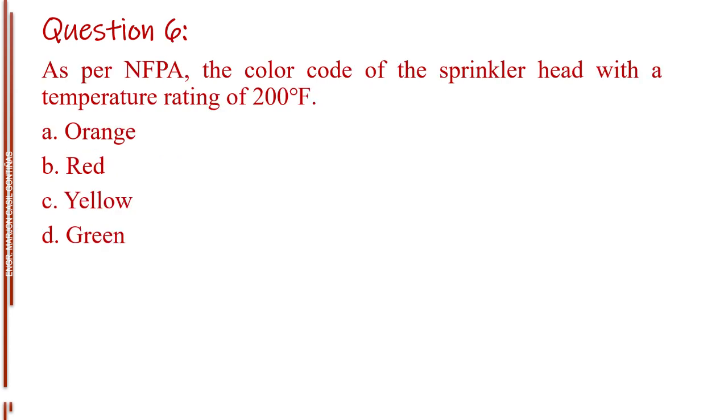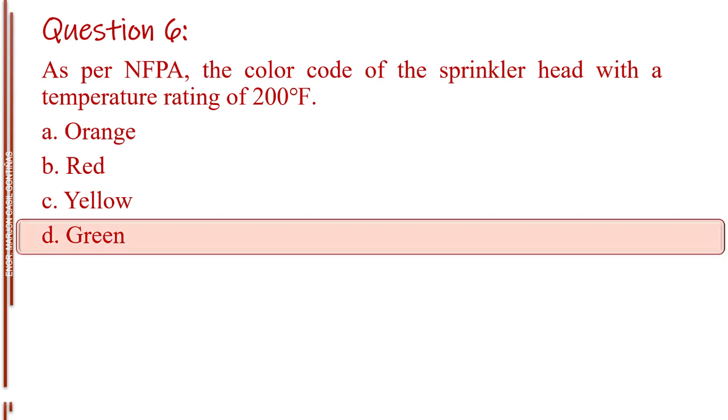Question number 6. As per NFPA, the color code of the sprinkler head with a temperature rating of 200 degrees Fahrenheit. Letter A, orange. Letter B, red. Letter C, yellow. Letter D, green. The answer is letter D, green.